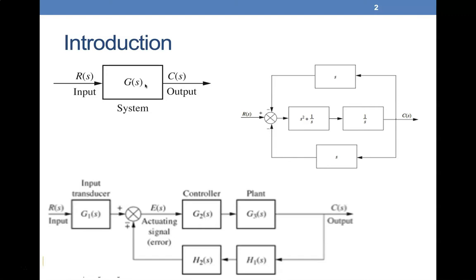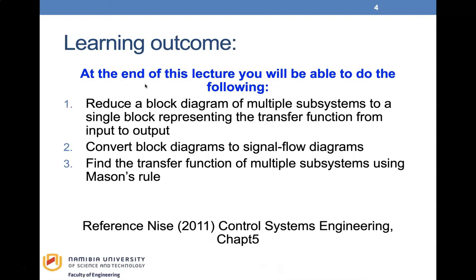This will then allow us to use the techniques of the previous lectures to obtain transient response information of the whole system. Therefore, at the end of this lecture, you will be able to do the following. 1. Reduce a block diagram of multiple subsystems to a single block representing the transfer function from input to output. 2. Convert block diagrams to signal flow diagrams. And 3. Find the transfer function of multiple subsystems using Mason's rule.